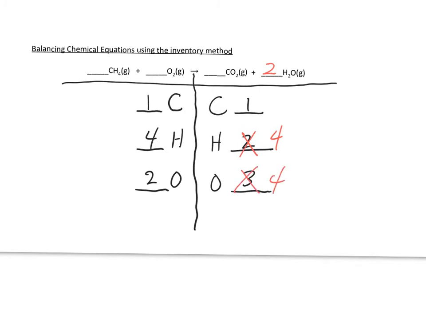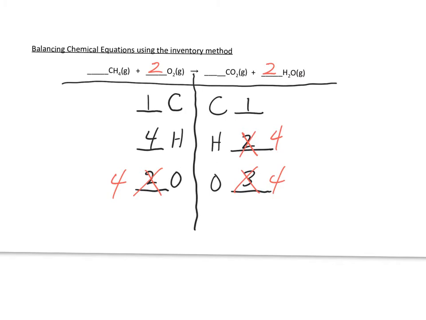All right, so with the carbon, 1 and 1, we're good. With the hydrogen, 4 and 4, we're good. With the oxygens now, I have 2 oxygens on the reactant side and 4 oxygens on the product side. So we're going to change this 2 to 4 to match. Now, in order to make 4 oxygens on the reactant side, I need a coefficient of 2 with the oxygen. Let's check our inventory now. We've got 1 carbon, 4 hydrogens, 4 hydrogens, 4 oxygens, 4 oxygens. We're equal with everything on both sides.